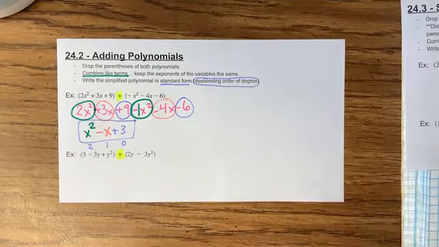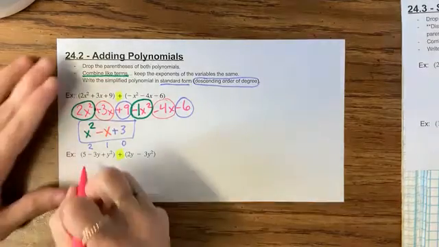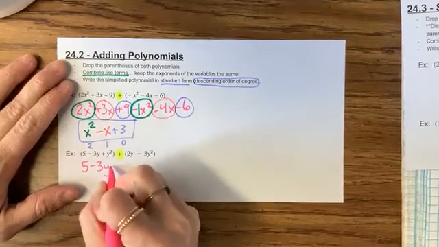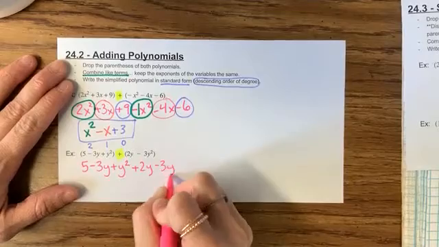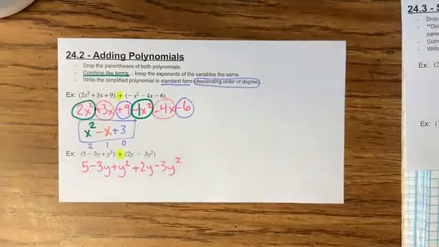So let's do this one. First step, just drop the parentheses, rewrite it. 5 minus 3y plus y squared plus 2y minus 3y squared. Just think of them as all separate terms individually.